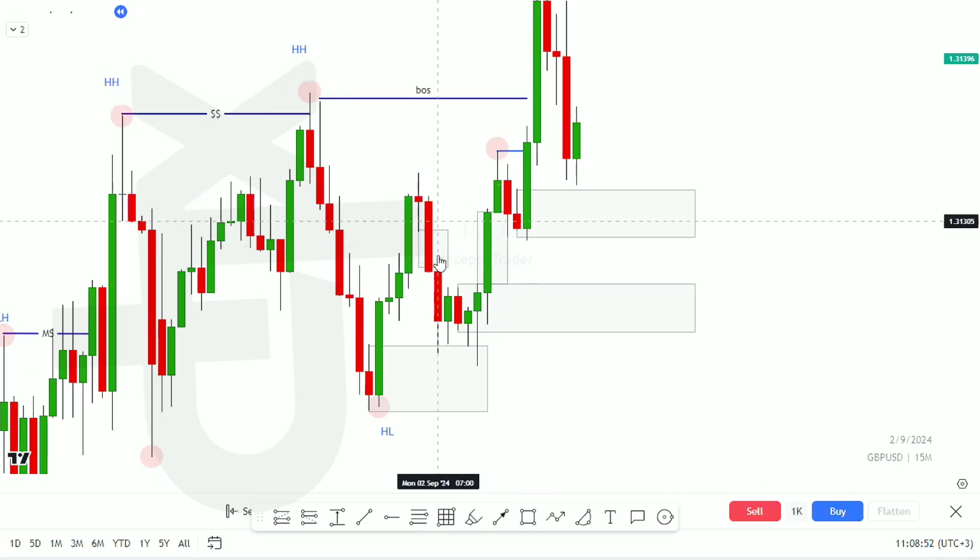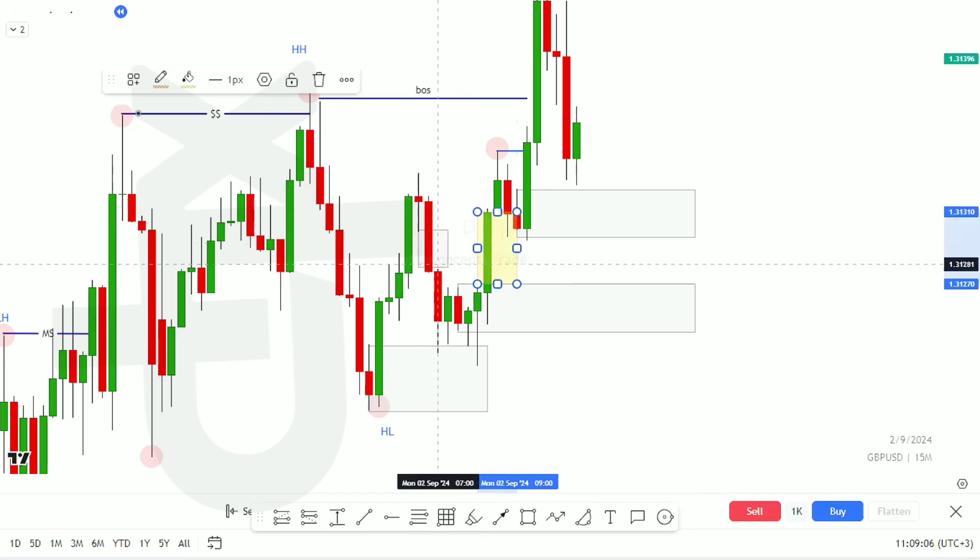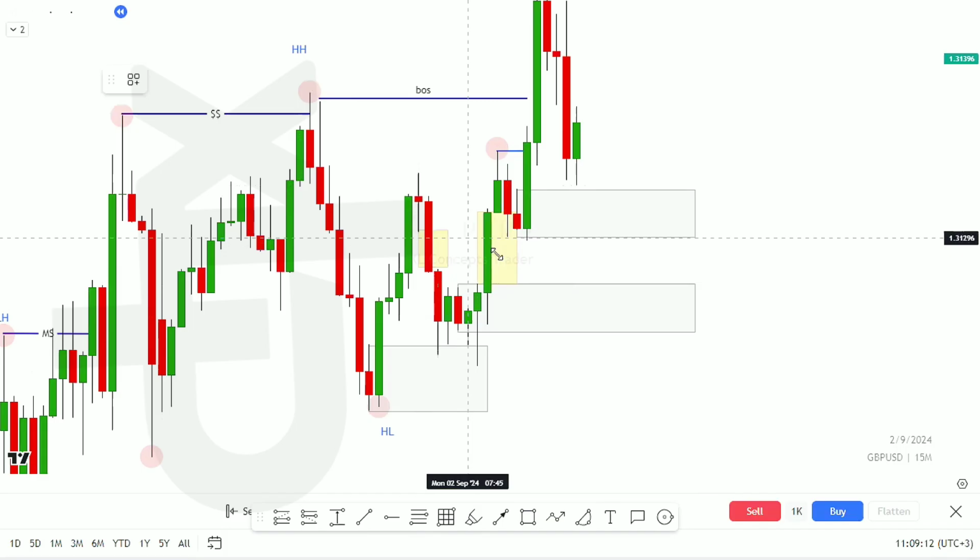That's what we call a sharp turn, when the market respects it but then forms a fair value gap on the right. So we have a sharp turn right here. Let me mark it. This is where we call a sharp turn. Now we have another sharp turn right here.